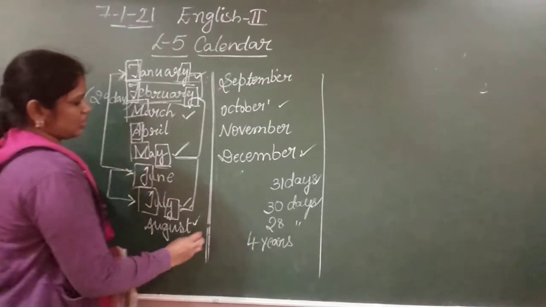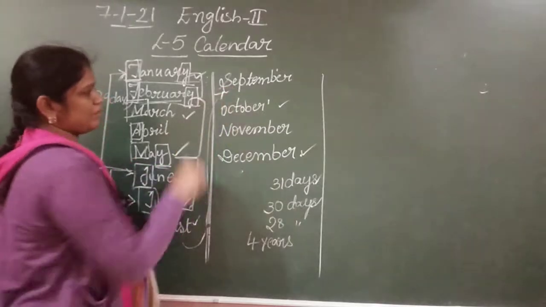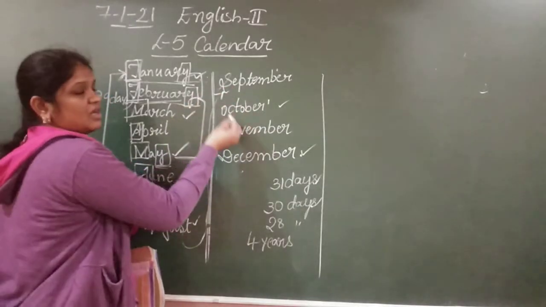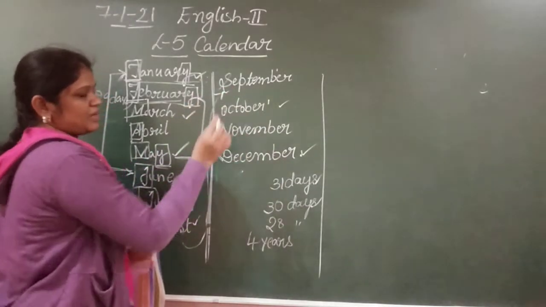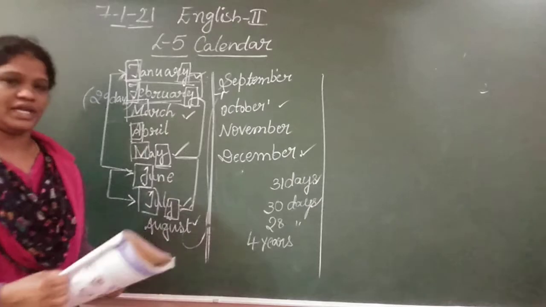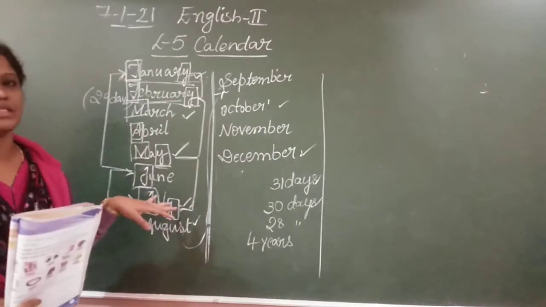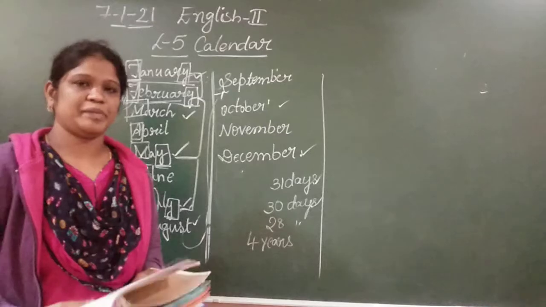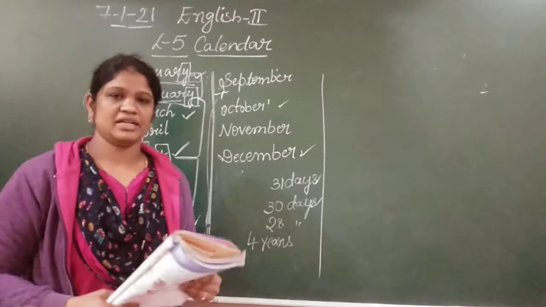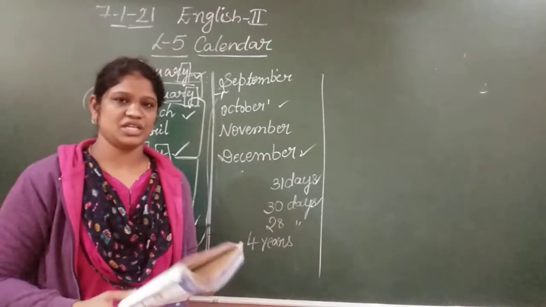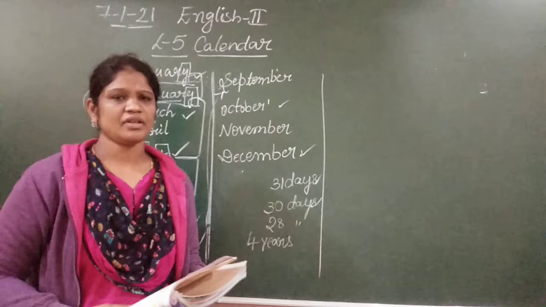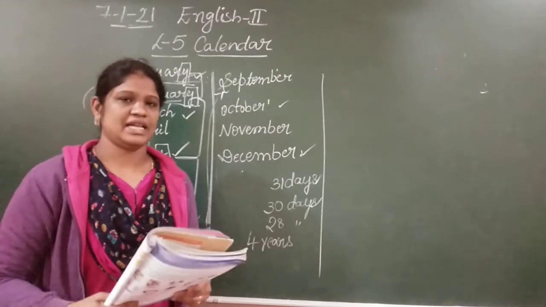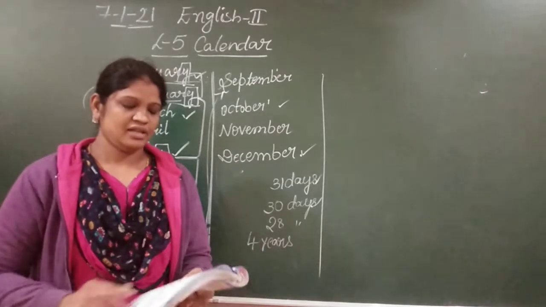Which month comes after August? After August, September will come. After September, October. After October, November. Okay children, in these months there are special days also, like Independence Day and Republic Day, and our birthdays, occasions and festivals we will celebrate.